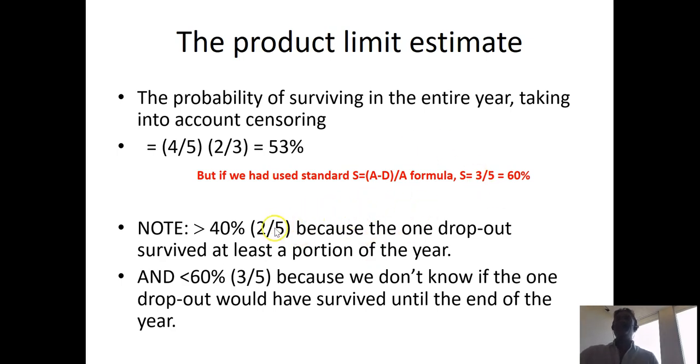So I'll say that again. I got a little confused there for a second. If I assume the person who dropped out had died, then survival is about 40%. If I assume the person who dropped out had lived, survival is 60%. Instead, we got 53%, so somewhere in between.